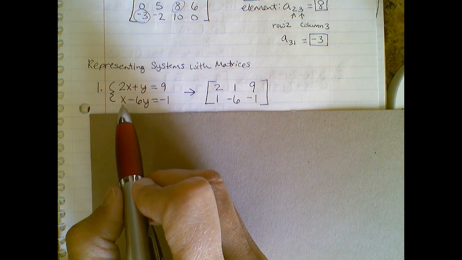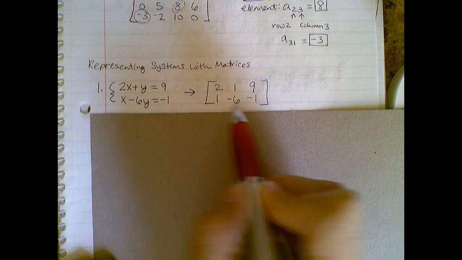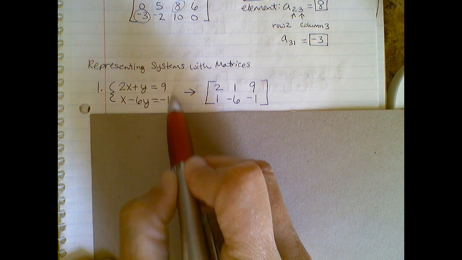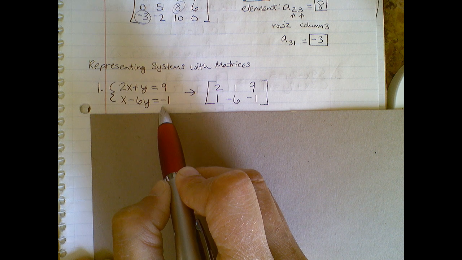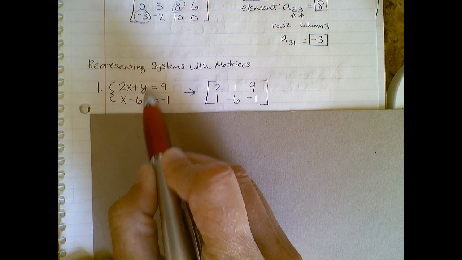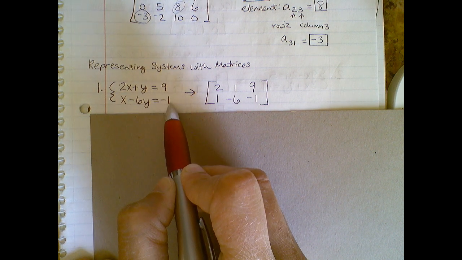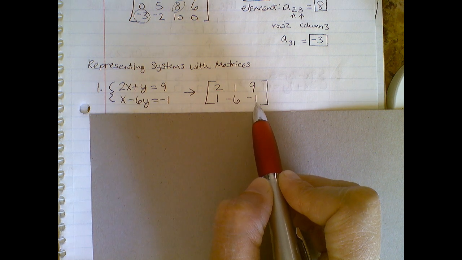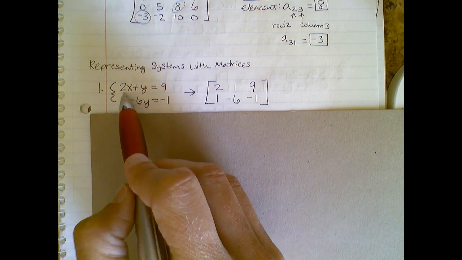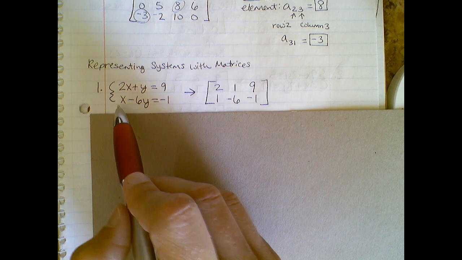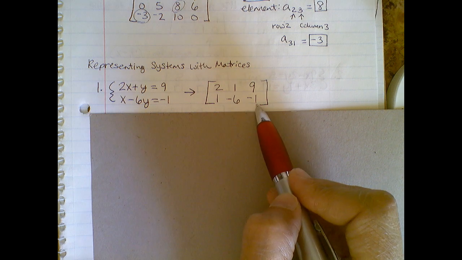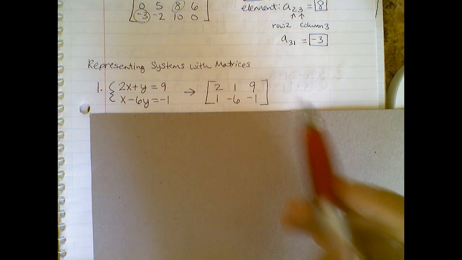To go from equations to a matrix, you need to make sure your like terms are lined up. Your last column has to be your answer column. So this is our x column, our y column, and then our answer column. We just put the coefficients into our matrix. We don't put the variables with it. So 2, 1, and then 9. 1, -6, and -1. So this would be our matrix. It's going to be a 2 by 3.